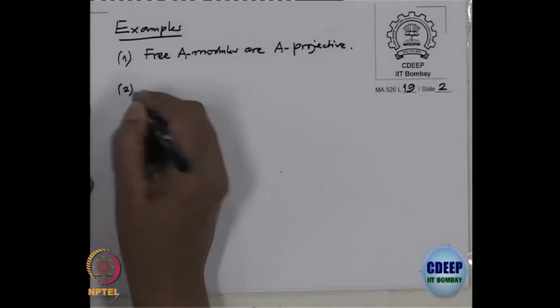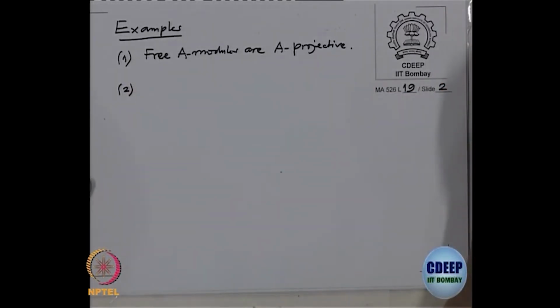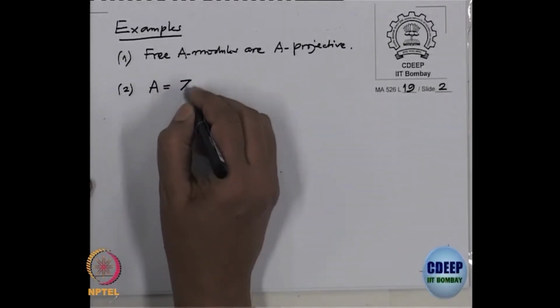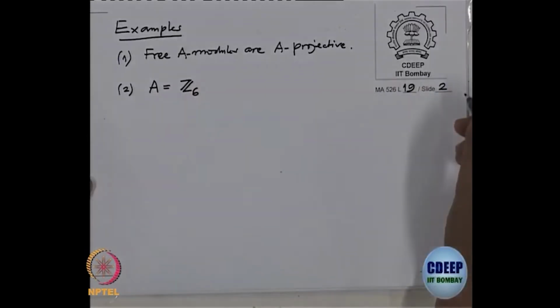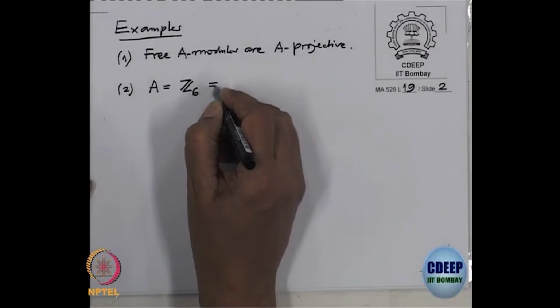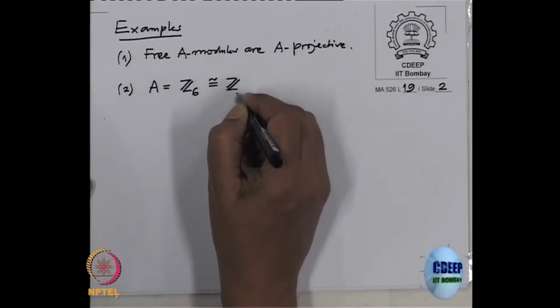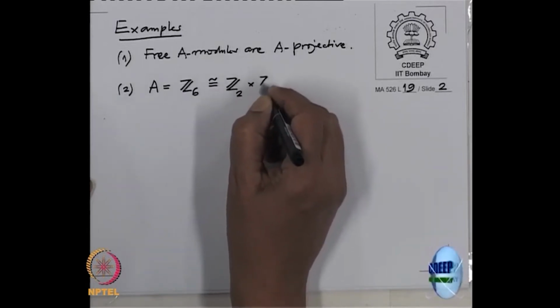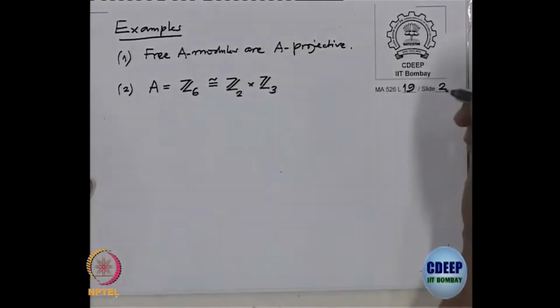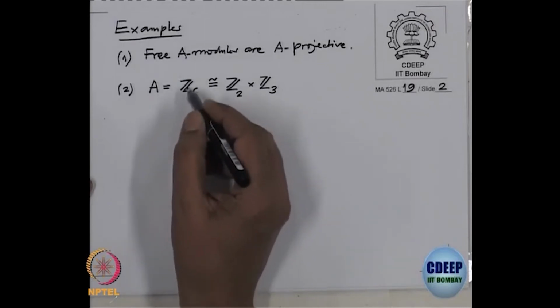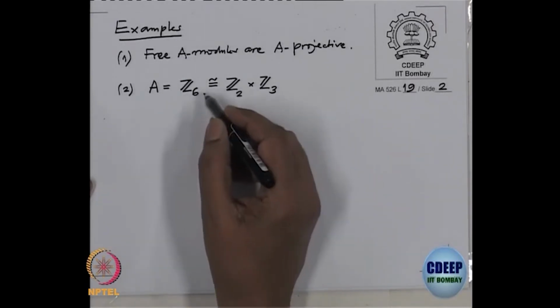So, just to show that there are examples of a projective module which are not free. For example, if you take the base ring to be Z mod 6, then Z mod 6 is, as a ring isomorphism, Z mod 2 cross Z mod 3. So, therefore, A is a free module over itself, and this is Z mod 2 as a module over Z mod 6.